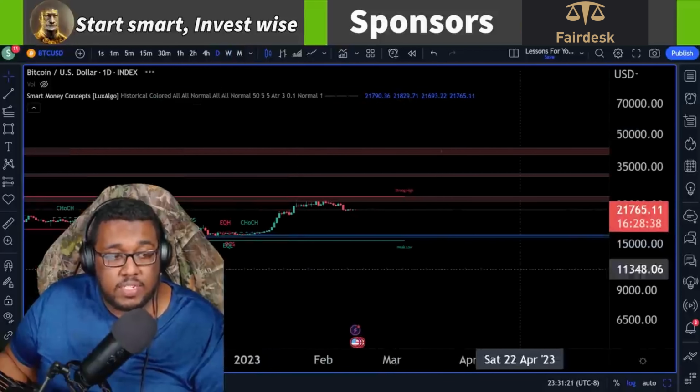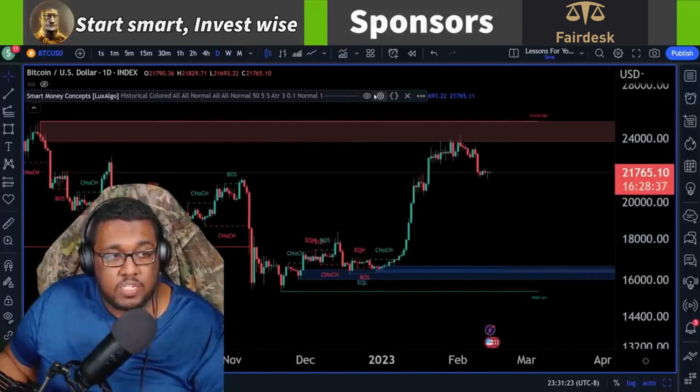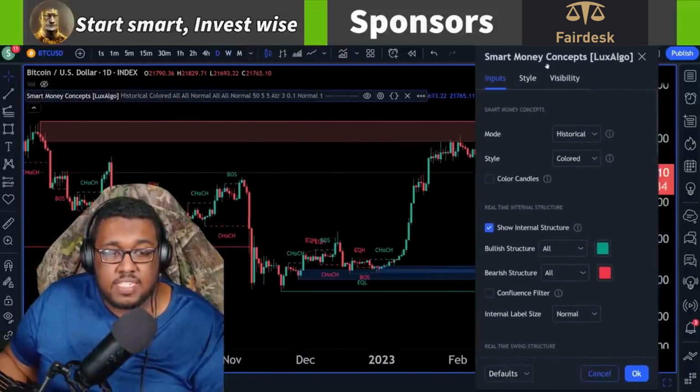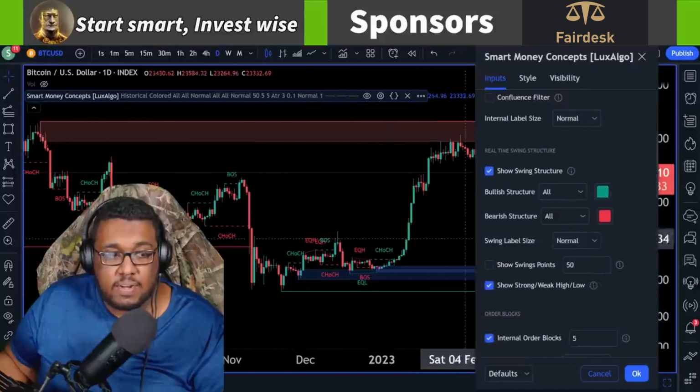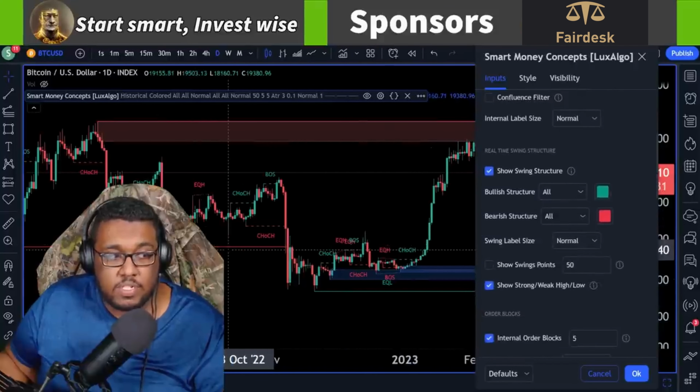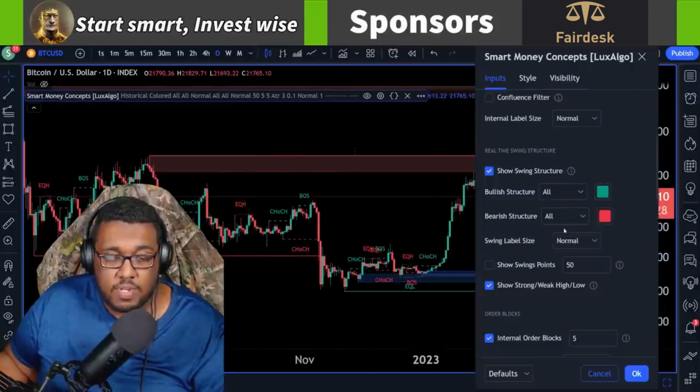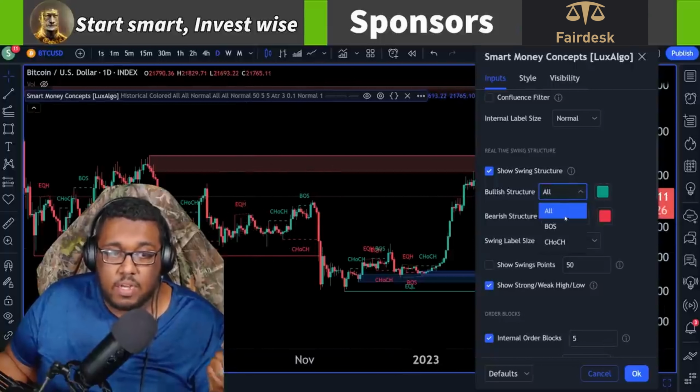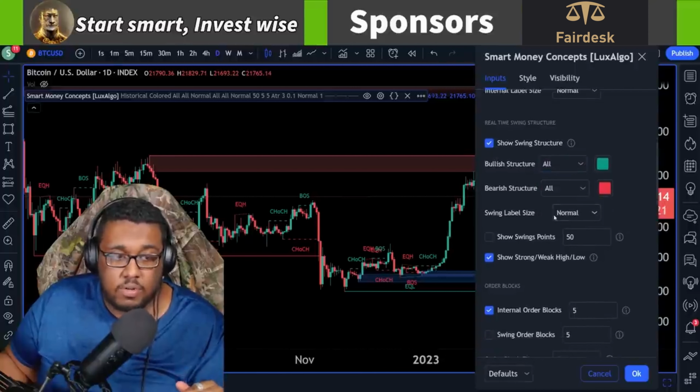Now, let's go back over here to the daily chart. Let's go back to auto, and let's go back over here to settings. So, same concept as the internal structures, except this is showing everything as far as the solid lines and not just the dotted lines, okay? Same thing, everything else. You can look at just break of structures or just change of characters for the bullish and the bearish. Nothing new here. Swing label size, you want to keep it normal.